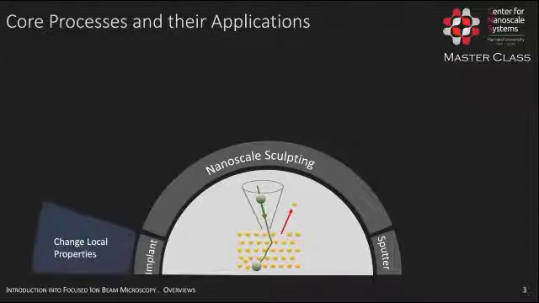The first process, implantation, has been used for decades to change the local properties of materials. Its use in terms of local change of the properties is not as prominent as the other applications, but there are signs that this might actually change in the future.